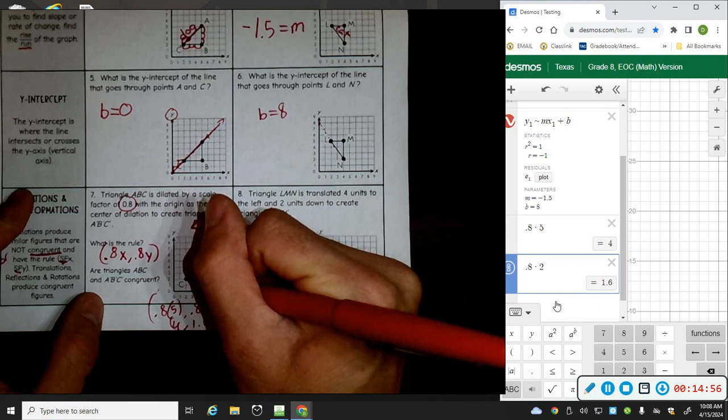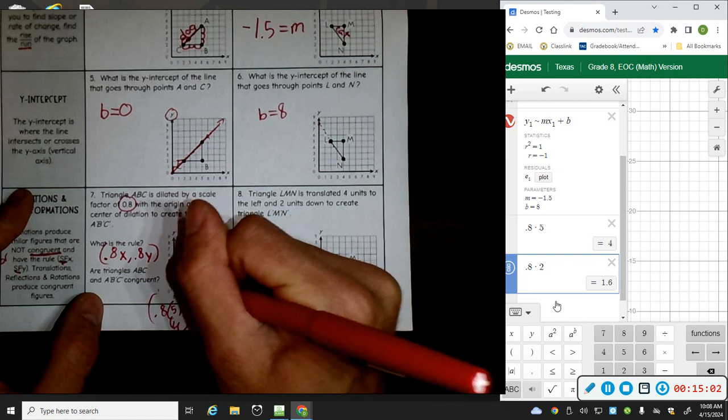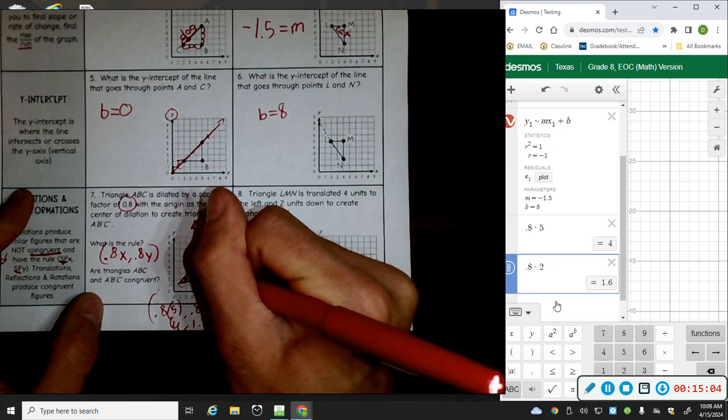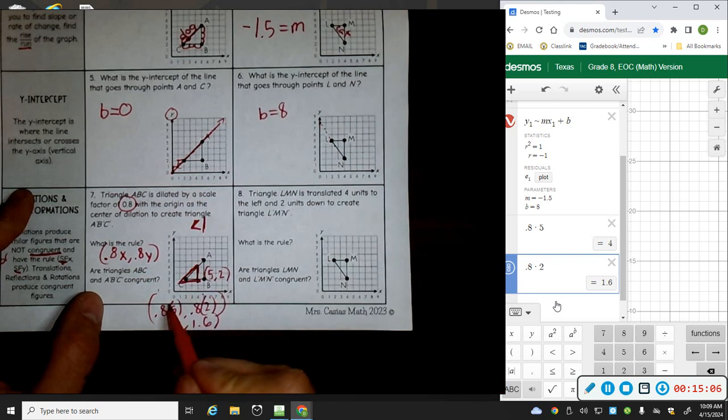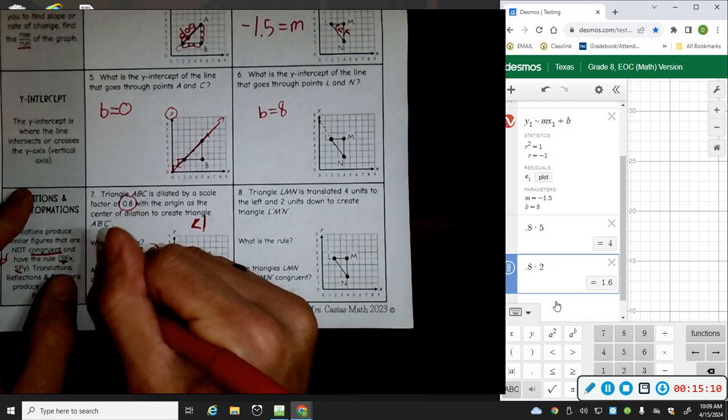Okay, and so if we were drawing this triangle, it would be something akin to this, where I'm kind of estimating the other 2 points, but it would be shrunk. Okay, and are they congruent? No, they're not congruent. They're similar.